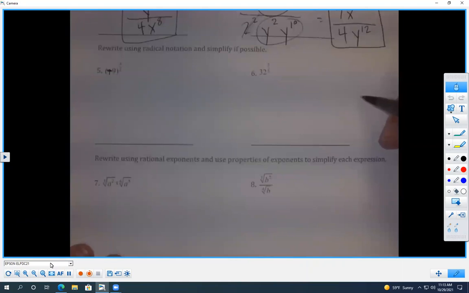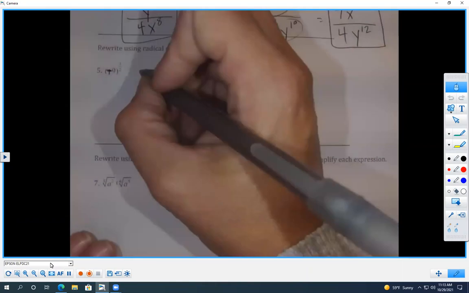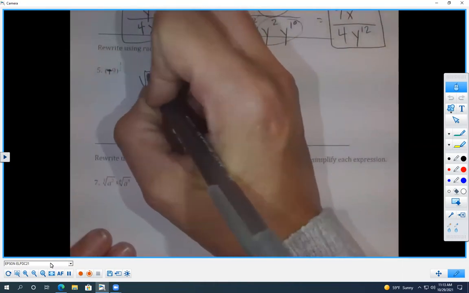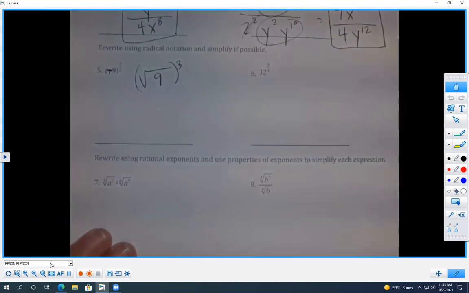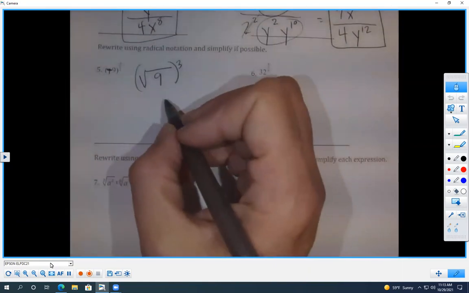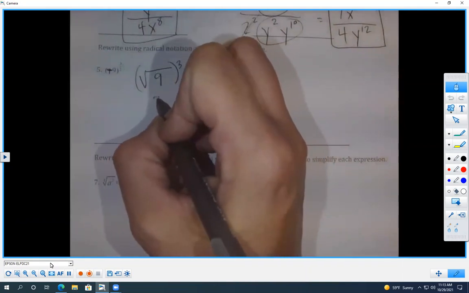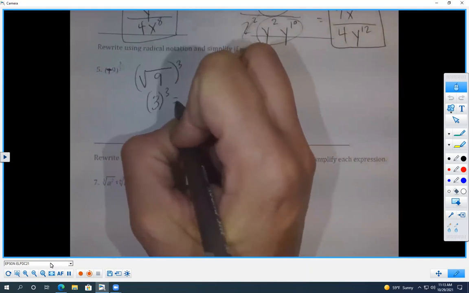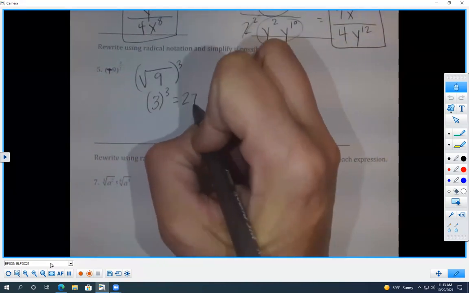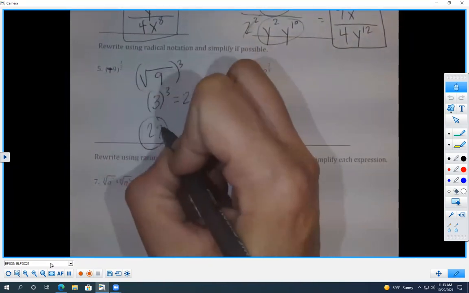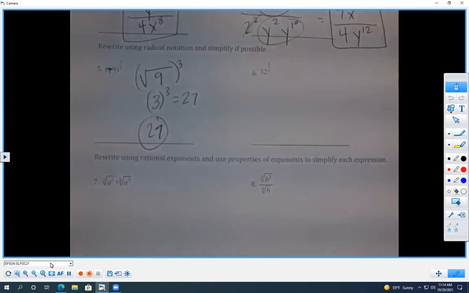So for this problem, to the 3/2 power, what does that mean? Square root of 9 to the third power. The square root of 9, and then I'm going to raise it to the third power. Remember, you could do the third power at the beginning, or you could do it at the end. If you wait till the end to do it, it makes it a little bit easier because they're smaller numbers. So what's the square root of 9? Square root of 9 is 3, and then 3 to the third power is 27. So your answer here is 27.